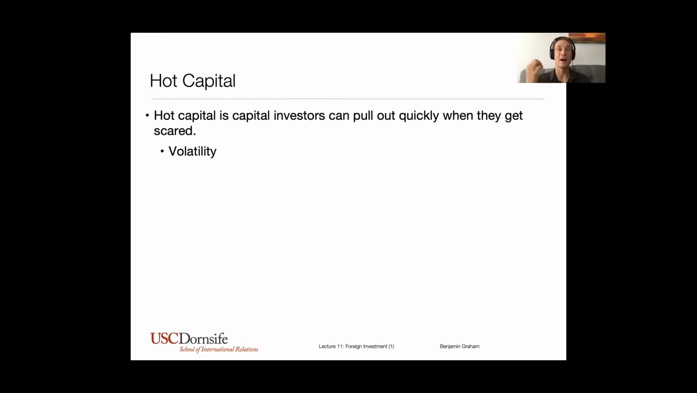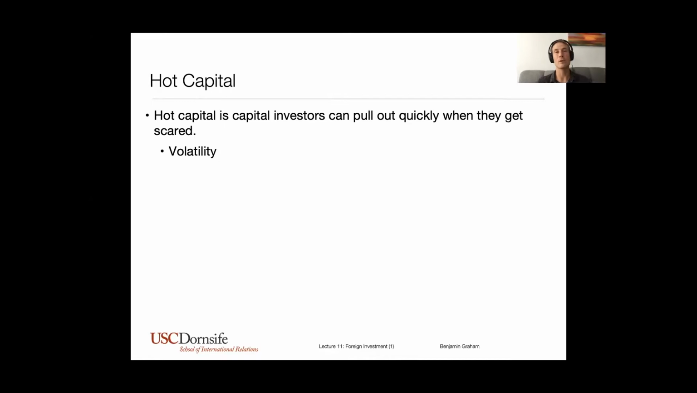If you want to buy, it's easy to find a seller. If you want to sell, it's easy to find a buyer. And so that means that if you want to pull out, if you want to sell your stock, or if you want to get paid back on your loan, you want to sell your bond off to somebody else, then you can do that quickly because the market's liquid. Right. And so this leads to quite a bit of volatility.